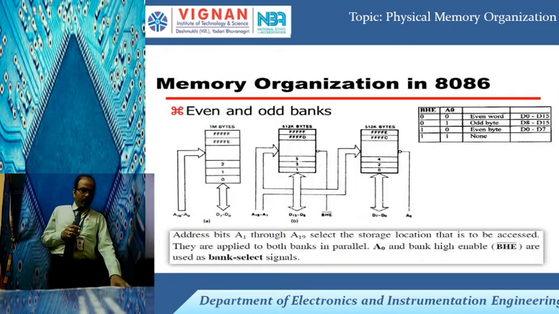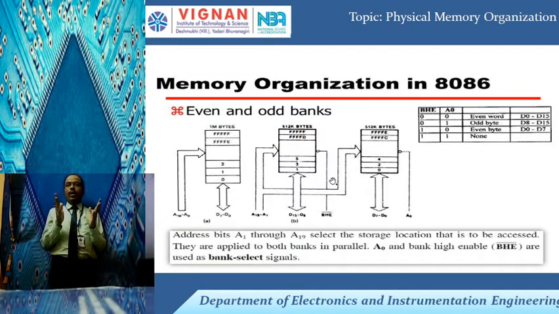So once again, the complete 1 megabyte memory location is divided into two banks, odd bank and even bank, each having 512K bytes. In order to select odd, even, or both, two enable signals are available, those are BHE bar and A0. BHE bar is used to select or enable the odd address bank. A0 is used to enable the even address bank.